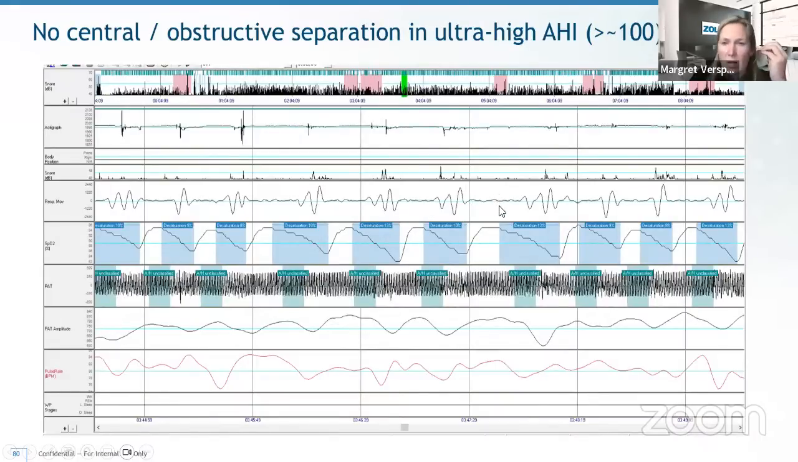This is a central case. It looks like a central event, but what's going on? This is a typical Biot's breathing pattern. So short central, two, three breaths, short central, two, three breaths. This is very specific in patients who are using opioids. This patient is using methadone, a lot of other comorbidities, a lot of other issues, but he's using methadone in a high dose, and we see this the whole night. We see this kind of breathing pattern.